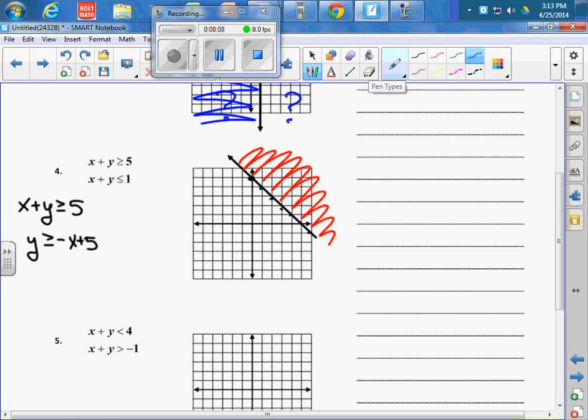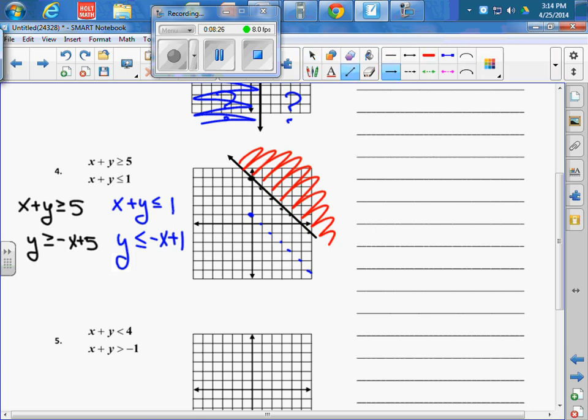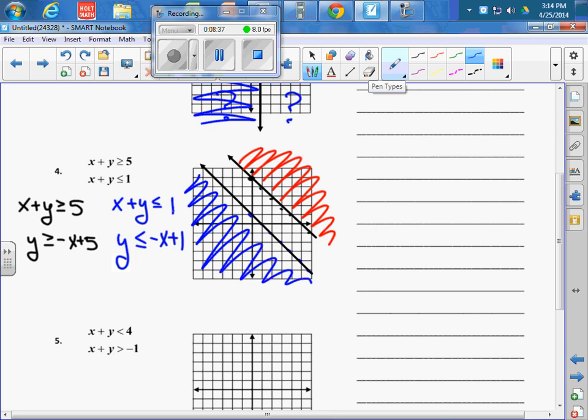My other line, x plus y is less than or equal to 1. Subtracting x from both sides, you get y is less than or equal to -x plus 1. I start at +1, and I go down 1, right 1. And is this a solid line or dotted line? Again, it is solid. I'm going to be shading everything below the line. Now, where do these two overlap? Well, they don't. So in that case, there is no solution, because they don't overlap at all, do they?